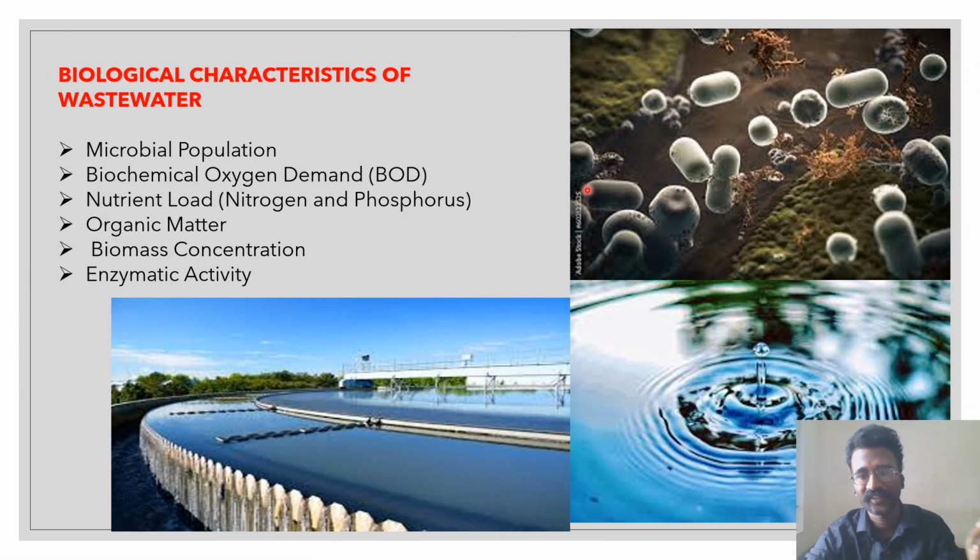So let us see about the biological characteristics of wastewater. There are a lot of biological characteristics, but we are going to see the important ones among them. What are they? Microbial population, biochemical oxygen demand, nitrogen load. We're going to see about nitrogen and also phosphorus, organic matter, biomass concentration, and then finally enzymatic activity.